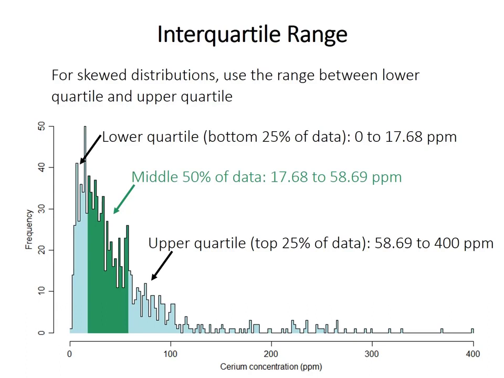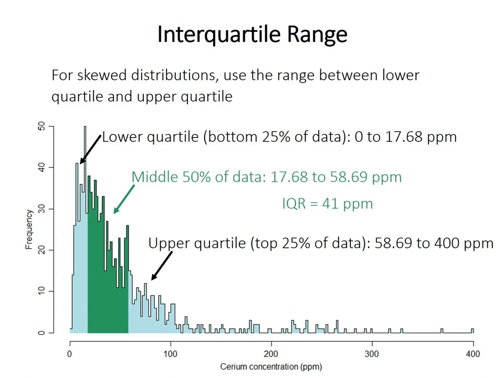So any data set can be divided into four quartiles: the lower 25%, the second 25%, the third 25%, and the upper 25%. And so the interquartile range is just the range spanned by the middle 50% of those data points, which is the dark green shading in this histogram here. So it extends from the lower quartile, where 25% of data points are smaller than that, to the upper quartile, where 25% are larger. So in this example, the lower quartile is 17.7 or so. Upper quartile is about 59. So the interquartile range is about 58.7 minus 17.7, or 41 parts per million in this case.